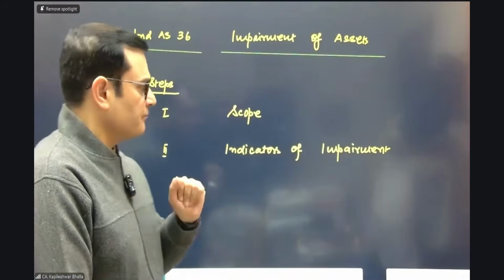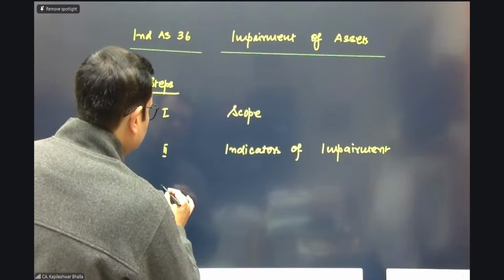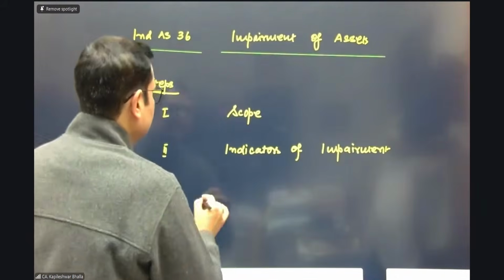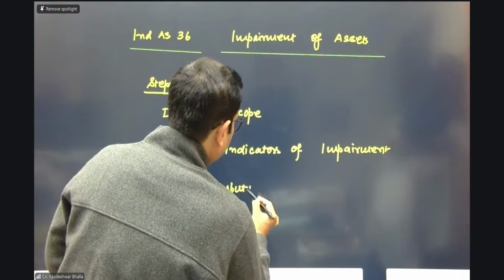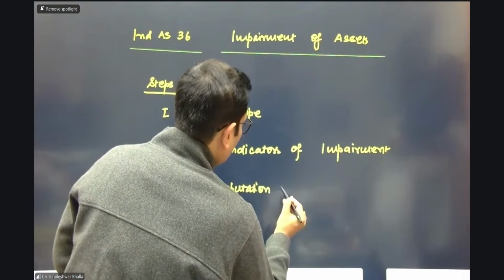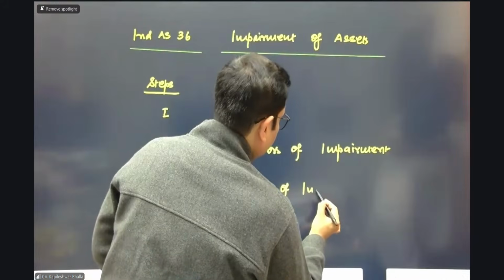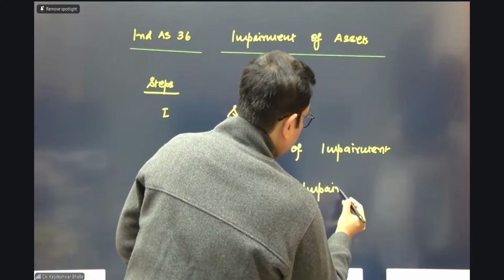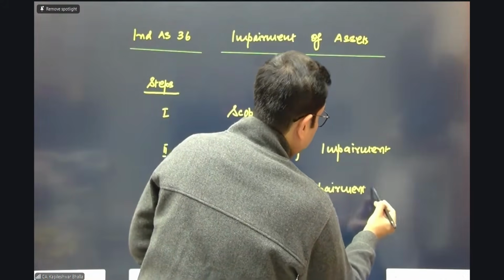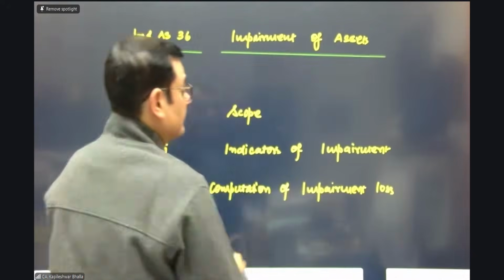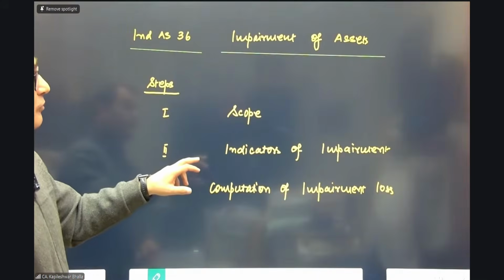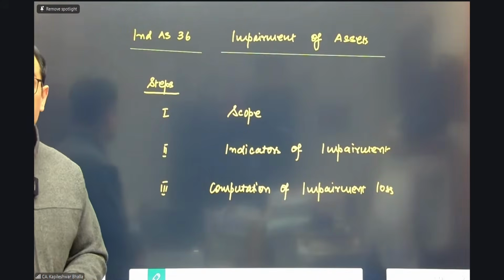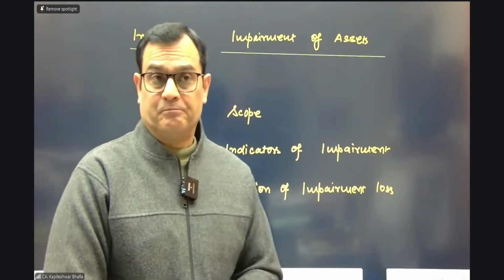We'll see that later. Now, once you say, yes, the indicators are present, then it is about computation of impairment loss. So it's not that you start calculating the impairment loss directly. It is only when there are indications present that you formally go to the computation of impairment loss in this particular case.